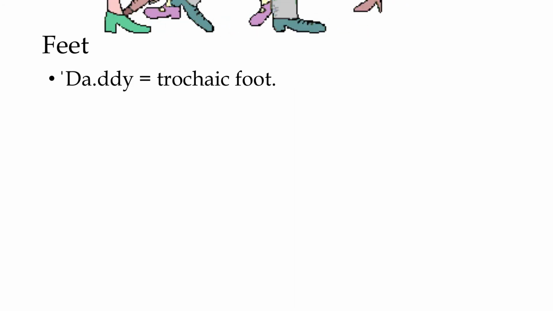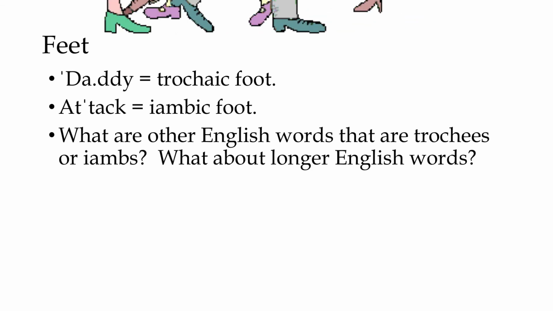Feet is a term that you may have heard when we're talking about stress. So there's two kinds of feet. One where the first syllable of the two is stressed: daddy, daddy. This is called a trochee or trochaic foot, where the first syllable is stressed. Attack, attack. This would be where the second syllable is the stressed one. This is called an iamb or an iambic foot. What are some other English words that are trochees or iambs? Can you think of any?